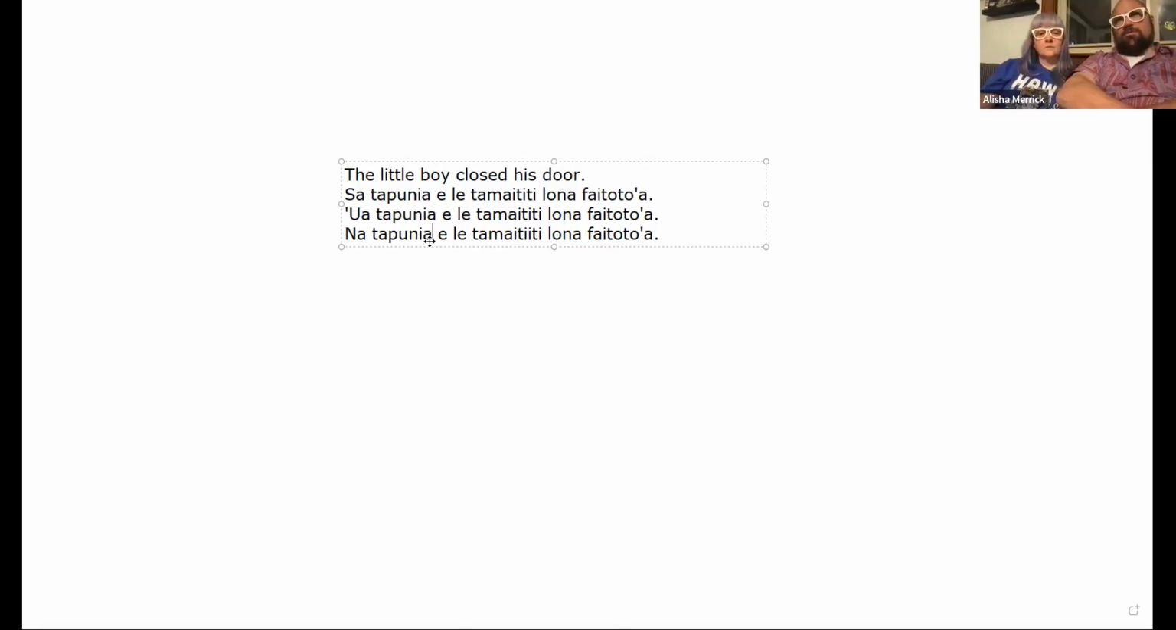Is it sometimes also ina at the end? Ina. Well, yeah, tapuni in this case, not for this one, but in other ones, exactly. So I think our next one is going to do that one. I'll table that for the next one.